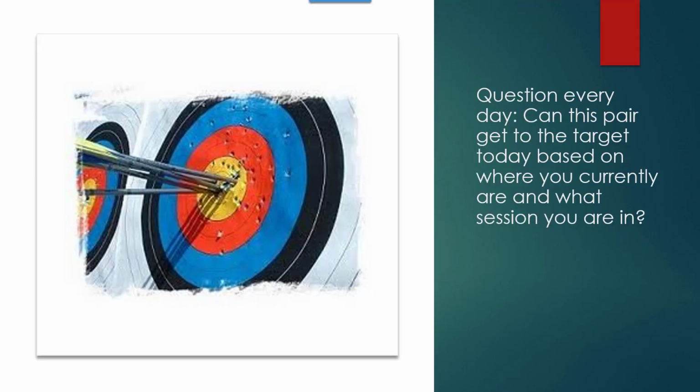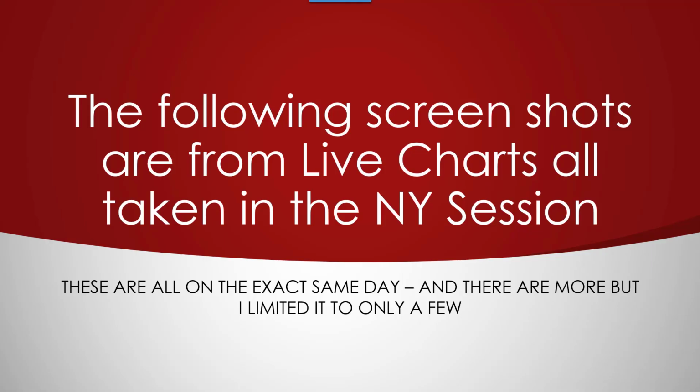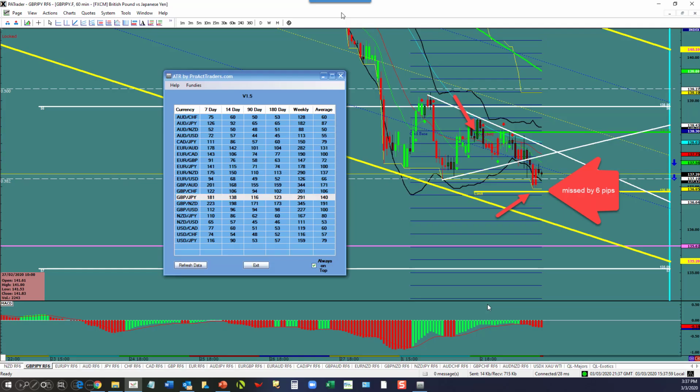So the question every day is, can this pair get to the target today based on where I currently am and what session I am in? The following screenshots are all taken from live charts, all taken in the New York session, all on the exact same day. There are more, but I limited it to only a few because I'm just trying to illustrate it. All right, so here we go.